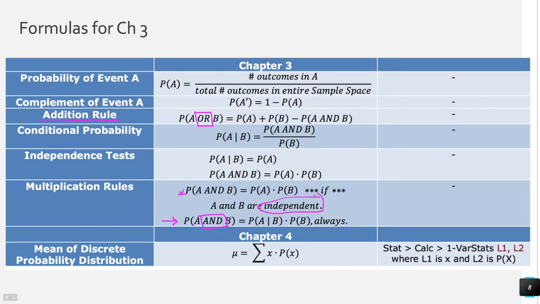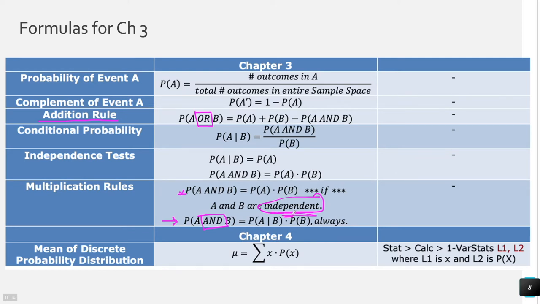So if you aren't told in the problem that A and B are independent, you are not allowed to do this one. So that's very, very, very important. As a matter of fact, on your formula card, you may want to highlight this one so that you pay more attention to this bottom one and less attention to this one, because you're only allowed to use this one if you know for certain that A and B are independent.